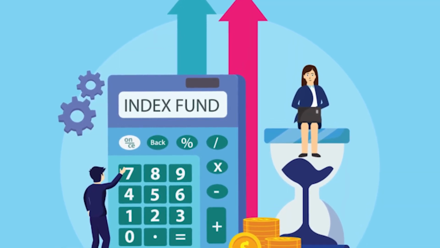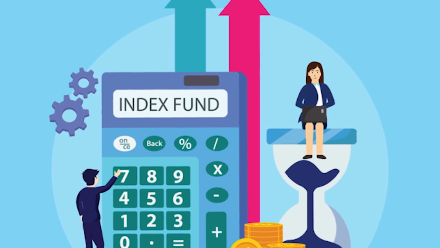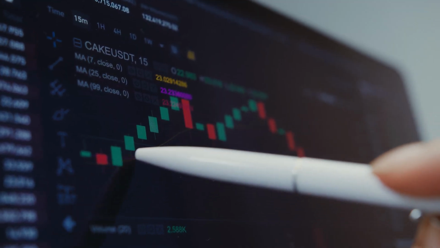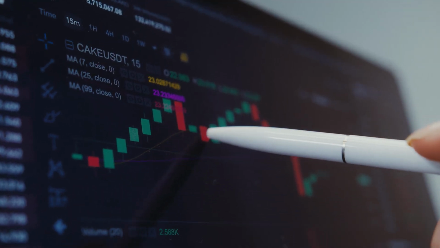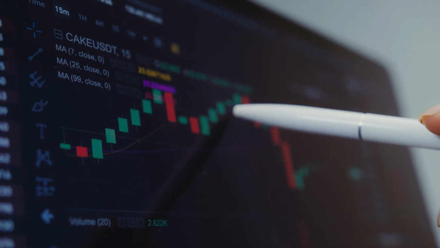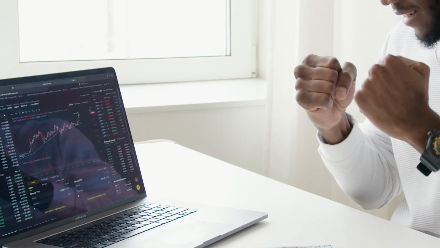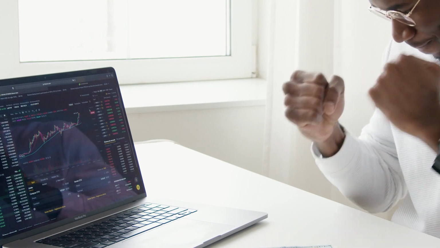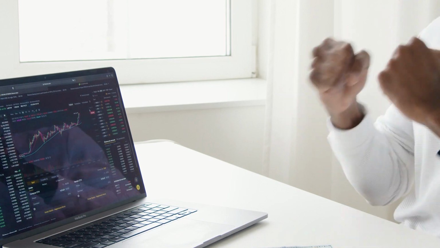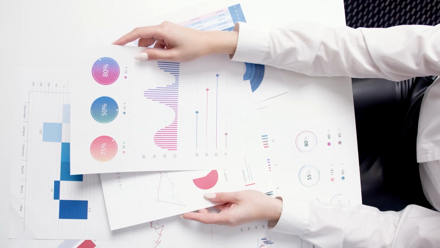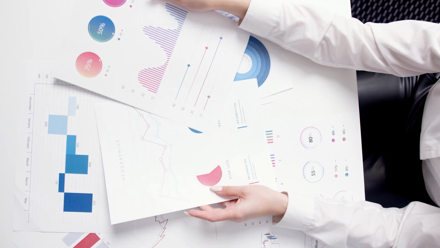What exactly is an index fund? The term index fund refers to a fund's investment strategy. It is a fund that seeks to replicate the performance of a specific market index, such as the S&P 500 or the Russell 2000. This is distinct from an actively managed fund in which investments are chosen by a fund manager in an attempt to outperform the market. An index fund seeks to match, not outperform, the market.